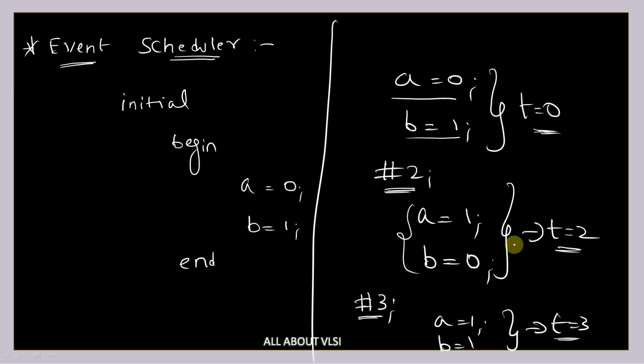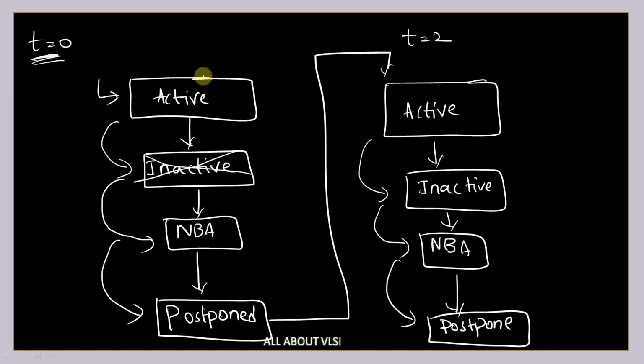So whatever the time slot we are writing, for every time slot, some particular events will be created. This is for time slot T is equal to 0. These are the events which will be created. The compiler first will execute this event, then after it is going to the inactive, NBA, postpone. After completing all these events only, the compiler is going to the next time slot, that is t is equal to 2. Again in this t is equal to 2, it is going to execute all these events.